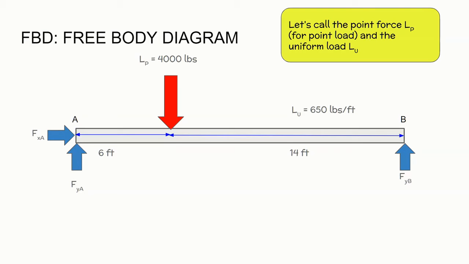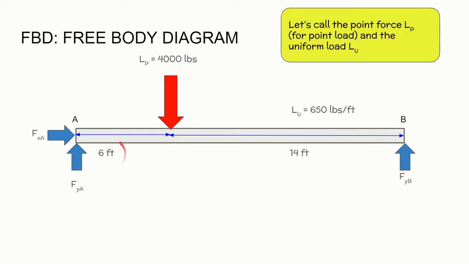Okay, here we go. So we're going to do some things here. We're going to call the point force LP, and we're going to call the uniform load LU. Just working our way from the left side to the right side. This is at point A. We're looking at the force in the X direction and the Y direction. This is how we define a pin on a simple beam.